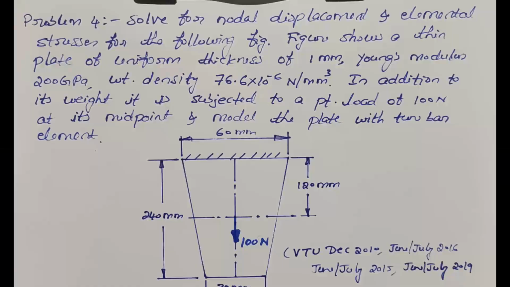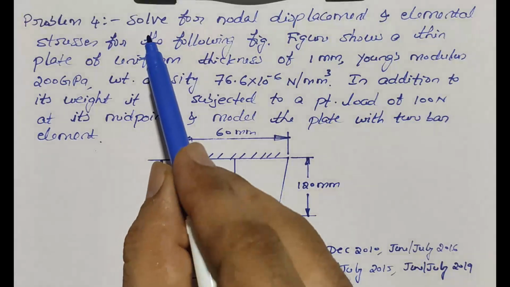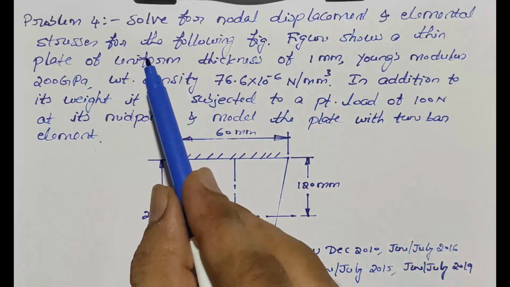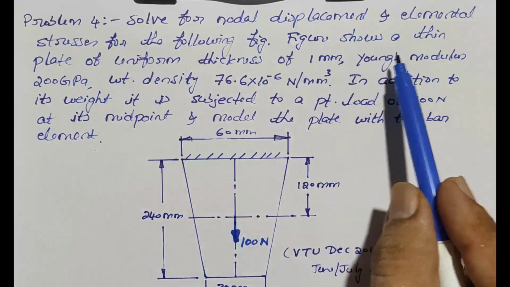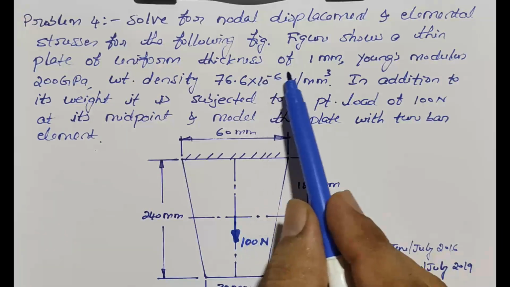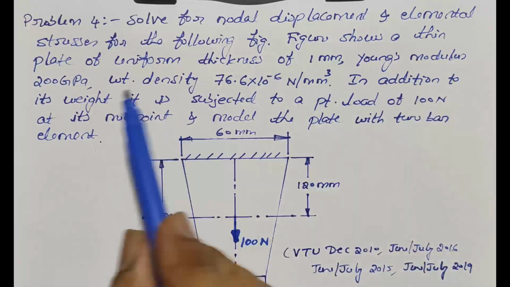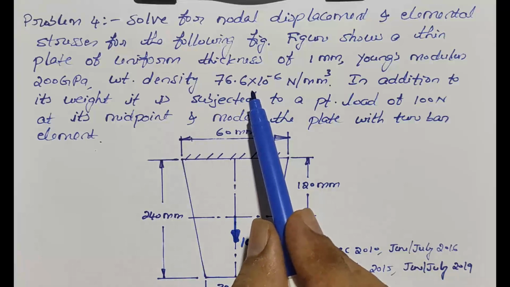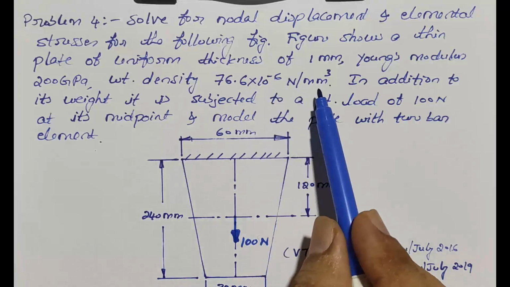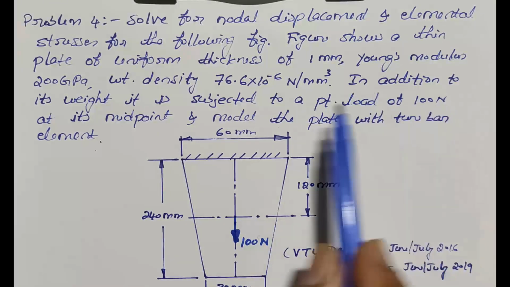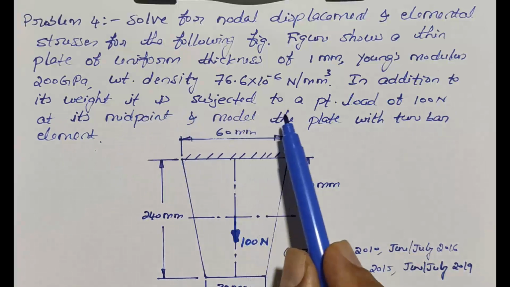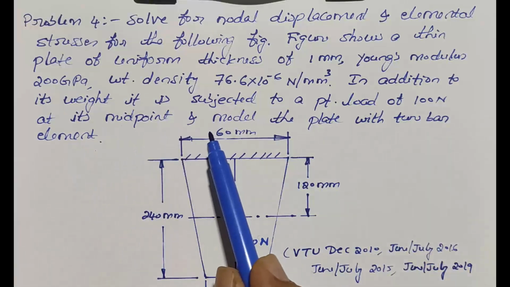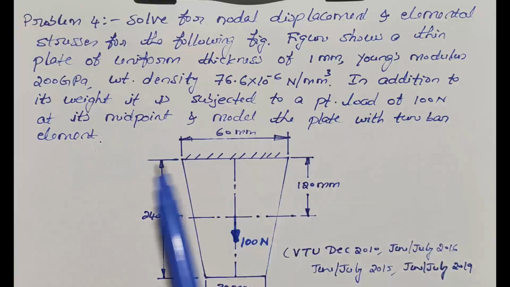Problem number 4 on penalty method. Solve for nodal displacement and elemental stresses for the following figure. Figure shows a thin plate of uniform thickness of 1 mm, Young's modulus 200 GPa, weight density 76.6 into 10 power minus 6 Newton per mm cube. In addition to its weight, it is subjected to a point load of 100 Newton at its midpoint and model the plate with 2 bar elements.